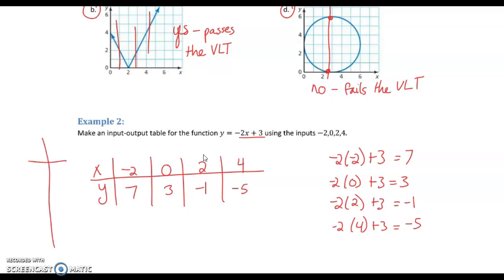You could also have it going this way if you would prefer. It doesn't really matter. But when they say make an input-output table for the function, that's what they're asking you to do.